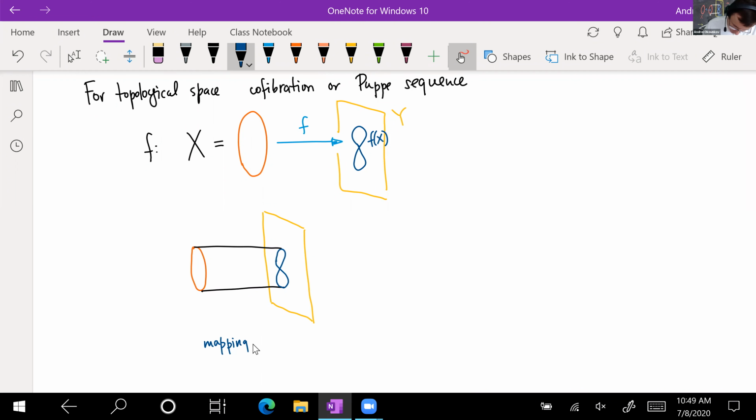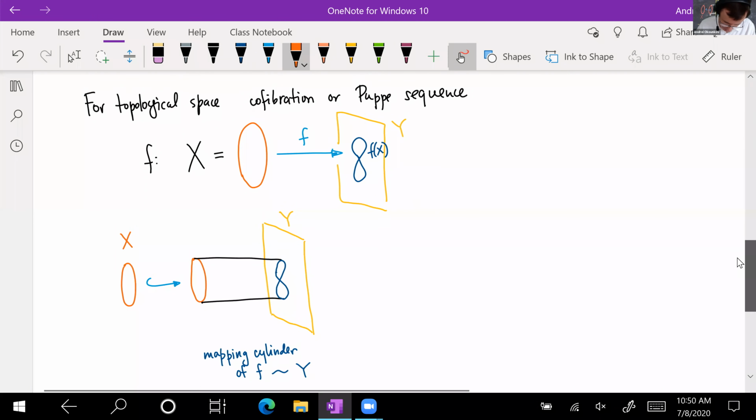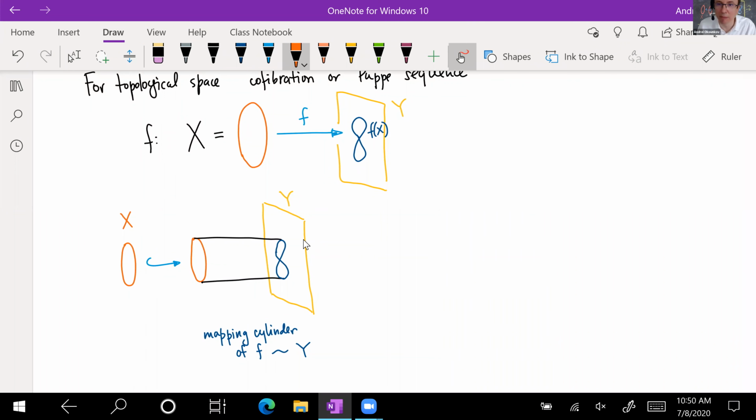So this is the mapping cylinder of F. So this is my Y. And it's clear that this is homotopy equivalent to Y itself. So I'll just write homotopy equivalent like that. If I take that cylinder and just shrink it here, that will be my homotopy. And then my map is now replaced by just an embedding. So this is my X going into Y. And now that I've done this, this is sort of equivalent to what we did above. I don't want to scroll back.